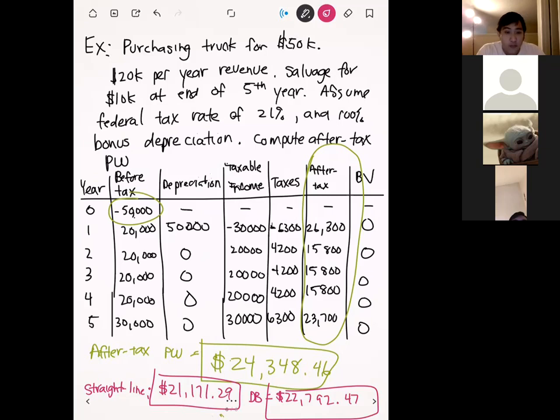DB just stands for declining balance. And so that's the second depreciation method that we covered at the end of lecture on Thursday.